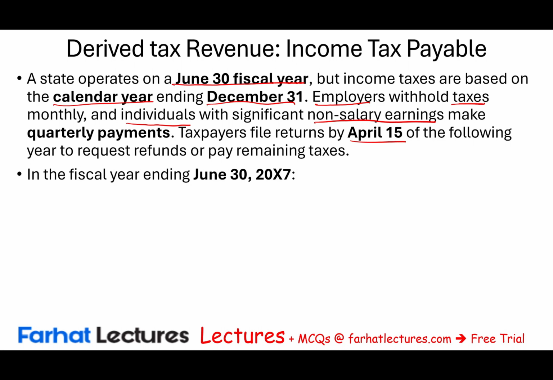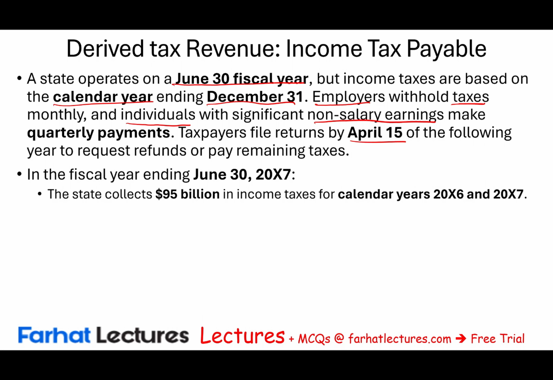So let's take a look at the fiscal year ending June 30th X7. Let's see what happened here. The state collects 95 billion in income taxes for calendar years 06 and 07. Remember, because the employees are calendar year. So simply put, what we have here is something like this. We have X6 and X7.